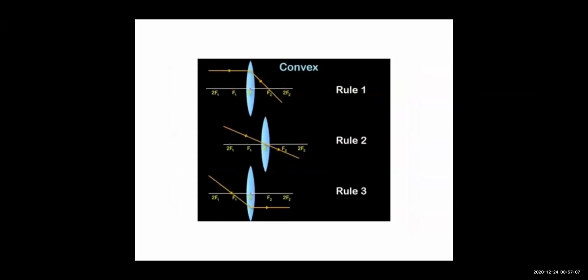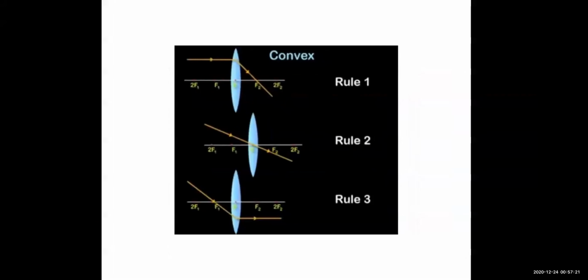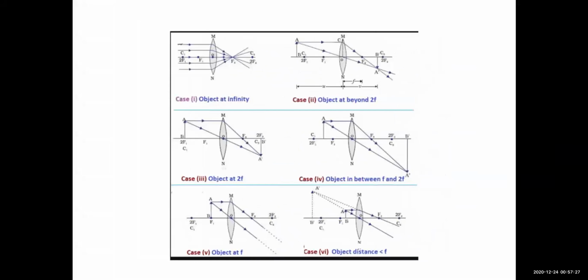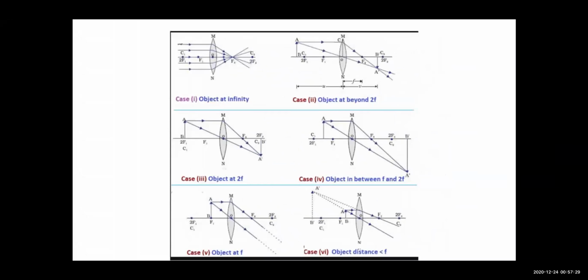Again, here the first rule is if the incident ray is parallel to the principal axis, after refraction it will, sorry, just a second, this is for convex only. So okay, these are the ray diagrams, beta. Now let us do them one by one. Let's talk about the first ray diagram. Here the object is at infinity, right?